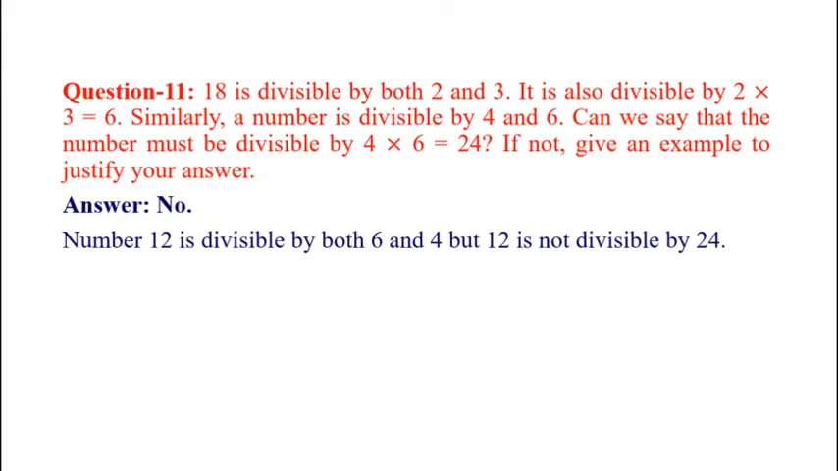We know that if a number is divisible by 2 and 3, then it is divisible by 6 because 2 and 3 are co-prime. Here a number is divisible by 4 and 6, but it will not necessarily be divisible by 24 because 4 and 6 are not co-prime.